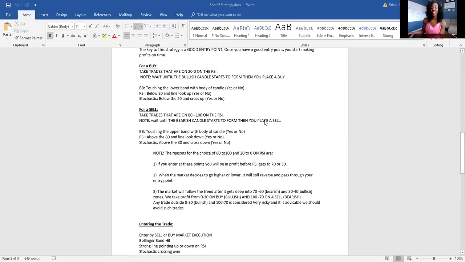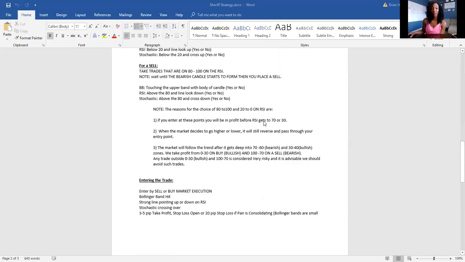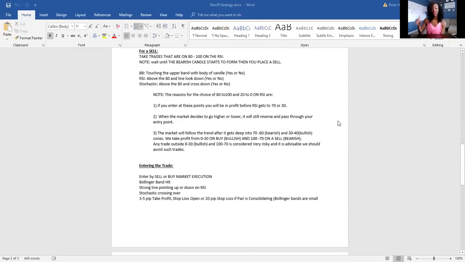So if it's a sell, for example, let's look at a sell. Now for a sell, we take trades that are on 80 to 100 on the RSI. And note, you want to wait until the bearish candle starts to form when you place a sell. You want to ask yourself, is it touching the upper band with the body of the candle? Yes or no? Is the RSI above 80 and the line is looking down? Yes or no? Is the stochastic above 80 and crossing down? Yes or no? Okay, so I'm going to show you an example of this.